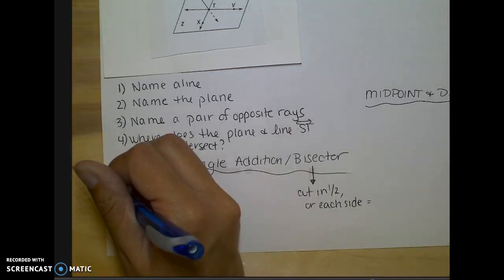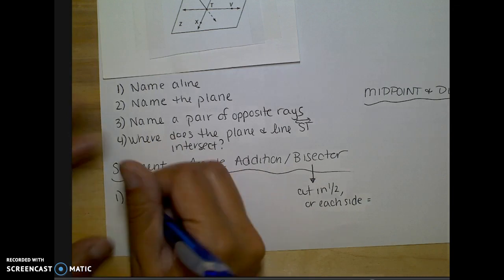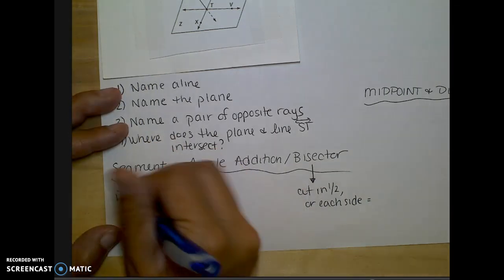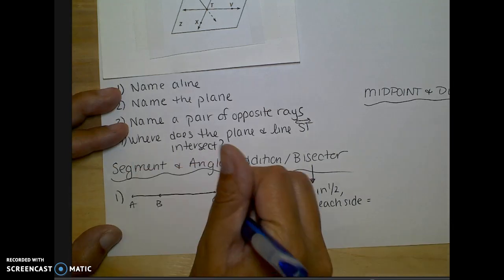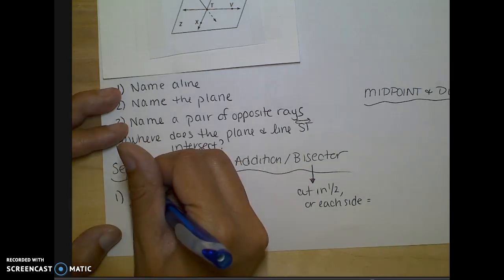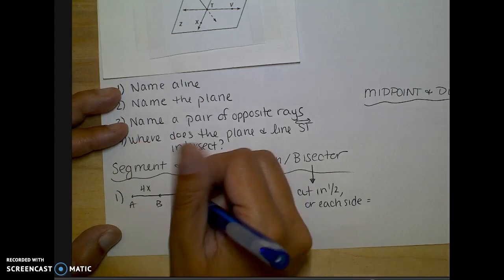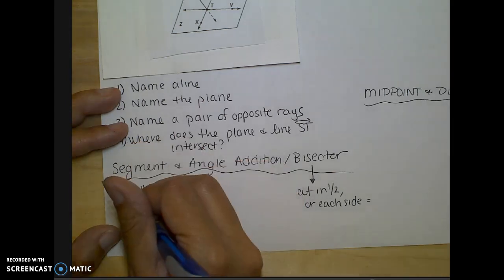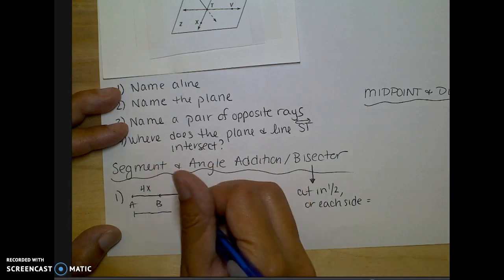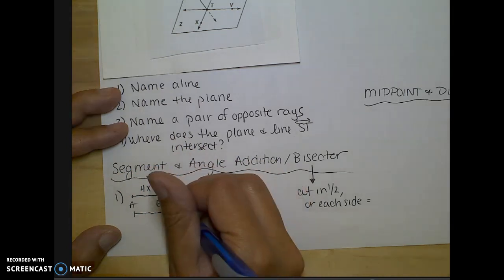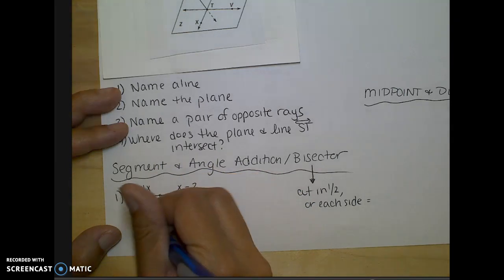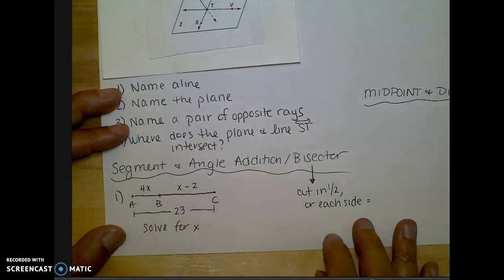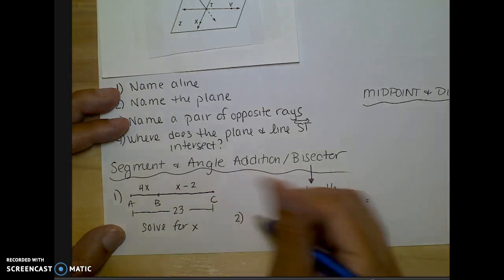So an example of this might be if I had a line segment and we knew that this over here was 4x and this was x minus 2, and then maybe they told me that the whole line was 23 and we want to solve for x.